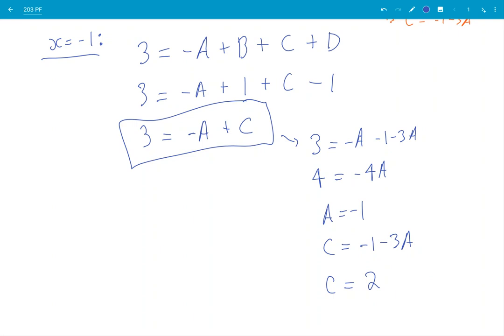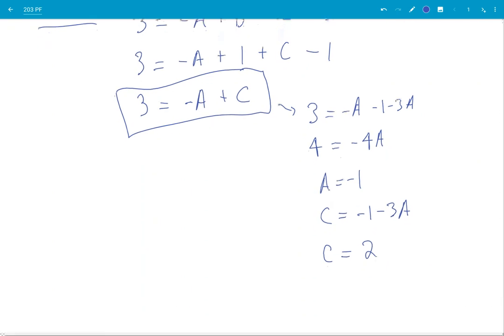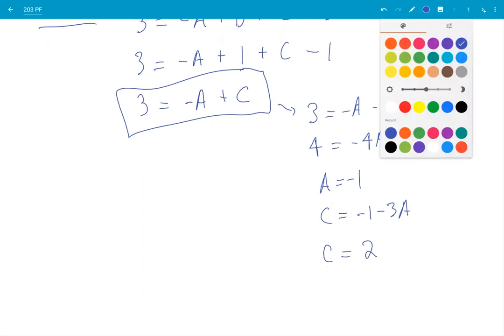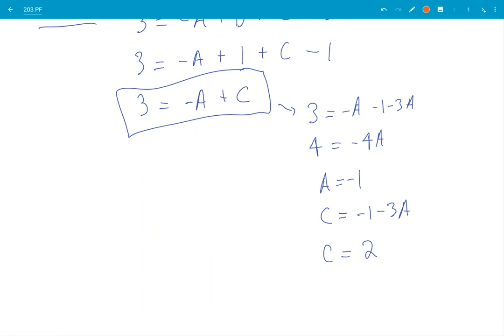Okay. Let's see. I think I'll leave the rest of this to you to try. Okay, I found A, B, C, and D for you. And I want you to try to finish this example.